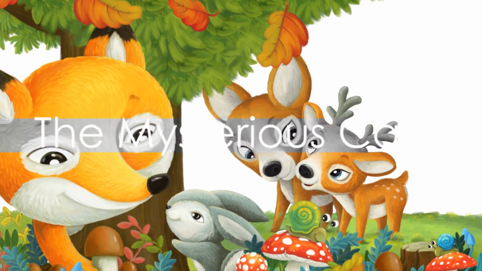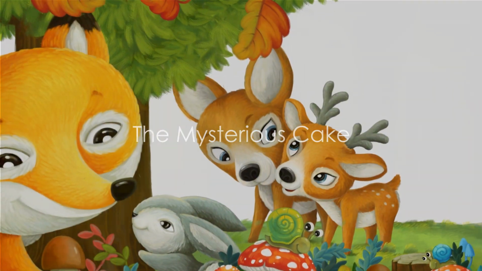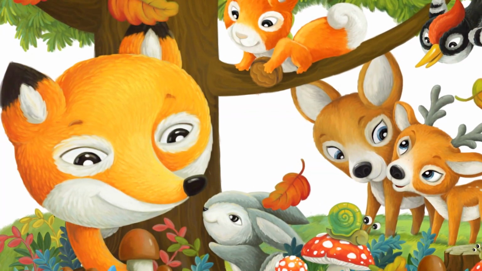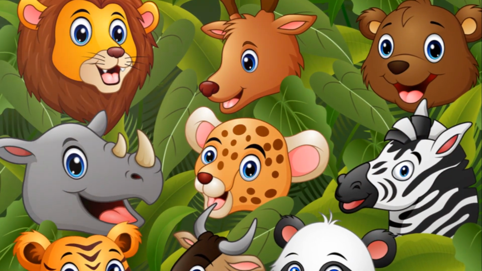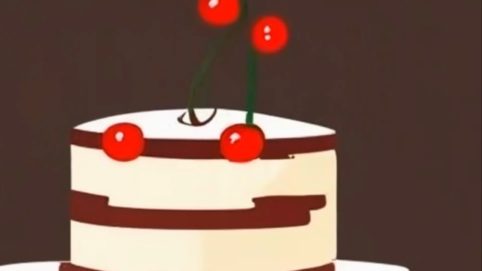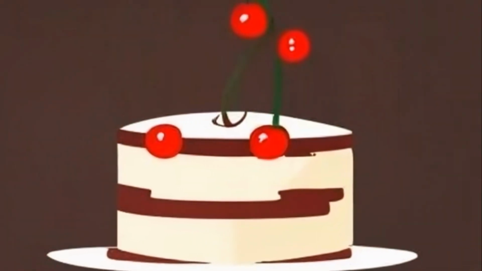Once upon a time, in the middle of a lush forest, a group of animal friends found a delicious giant cake. Their eyes sparkled with delight, but a problem arose. How could they share this yummy treat equally?